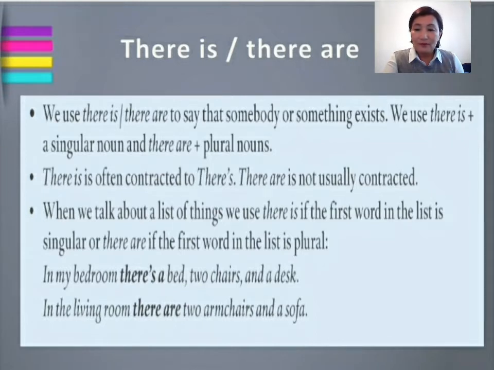For example, in my bedroom there is a bed, 2 chairs, and a desk. In the living room there are 2 armchairs and a sofa.